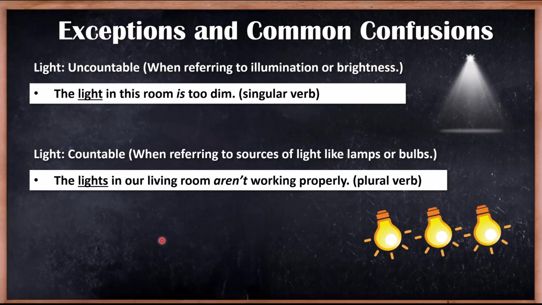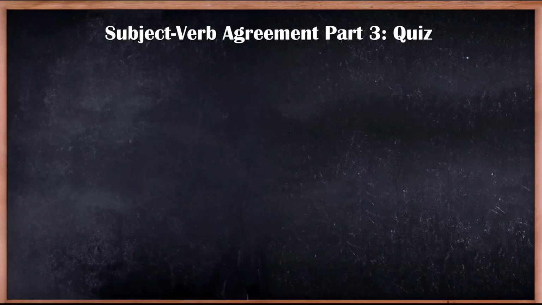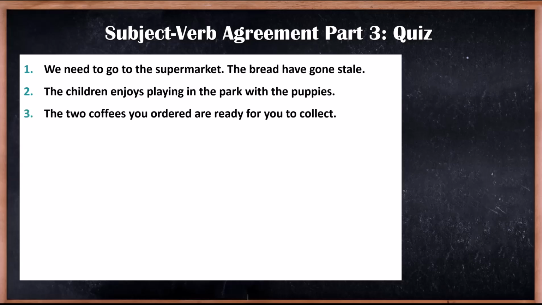And now we're going to do our quiz. Okay, so there are 10 sentences in total, and you must correct any subject-verb agreement errors. Number 1, we need to go to the supermarket. The bread have gone stale. Number 2, the children enjoys playing in the park with the puppies. Number 3, the 2 coffees you ordered are ready for you to collect.